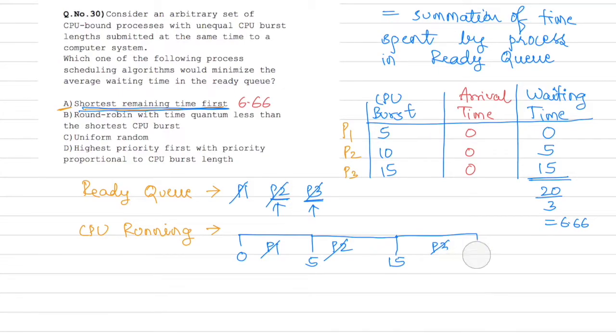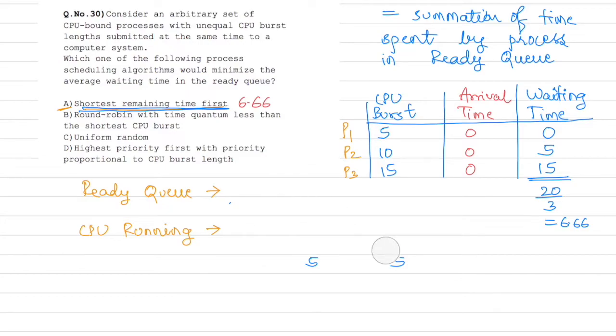Before that, let's clear this up so that we can use it as rough work. Let's clear this waiting time column. Let's also clear this. Okay.